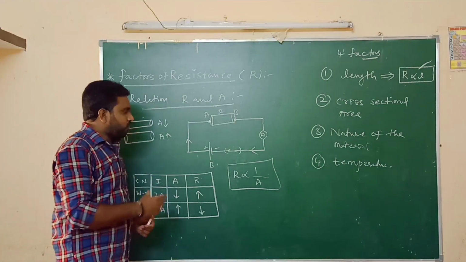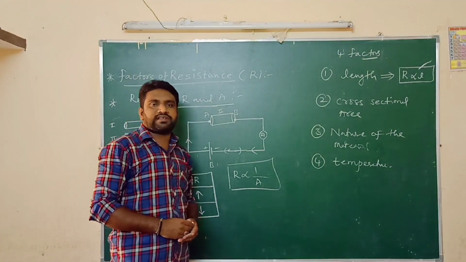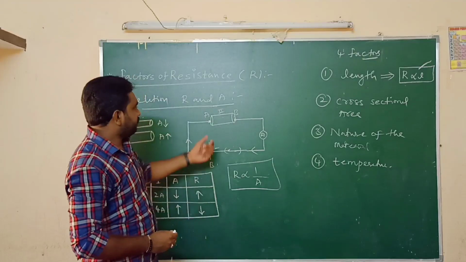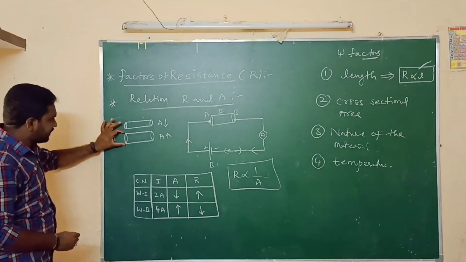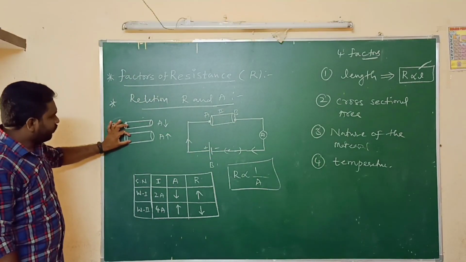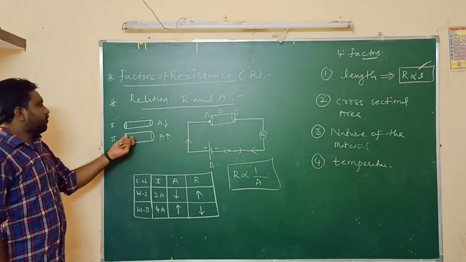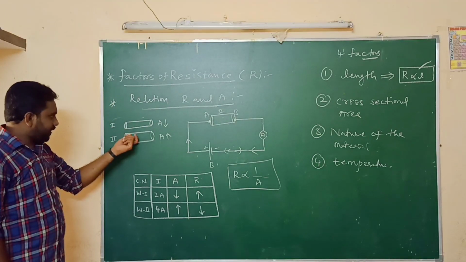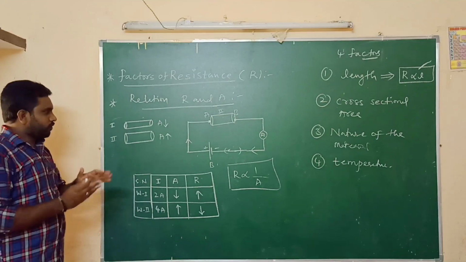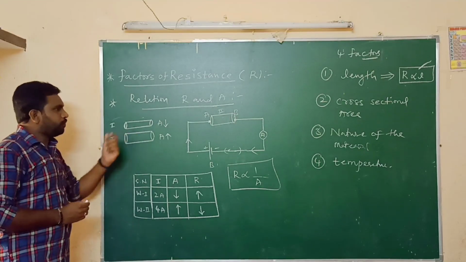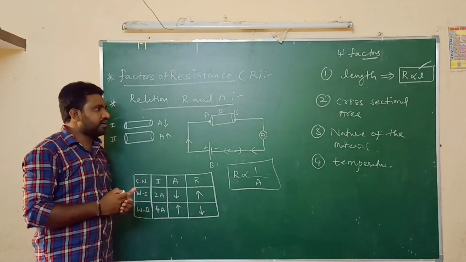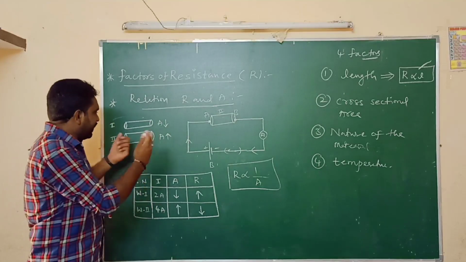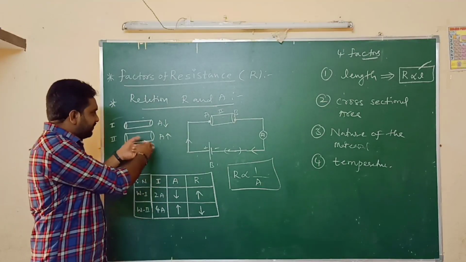So why is the resistance inversely proportional to cross sectional area? Because when the cross sectional area is more, there is more gap, when the space between the atoms is more. When the empty space between the atoms is more, the free electrons will drift easily. So the speed of the electrons will be more. That's why resistance is less.